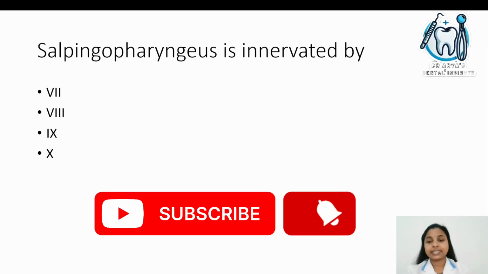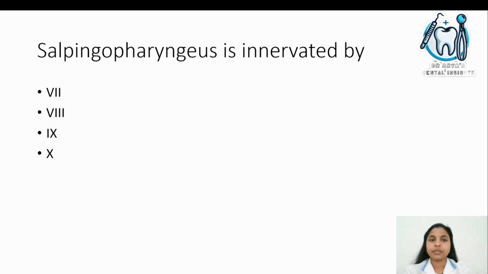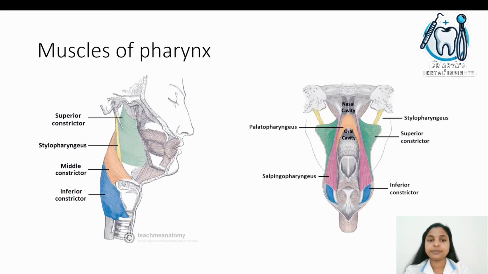So what about the next question? It is salpingopharyngeus. It's innervated by which cranial nerve? Cranial nerve number 7 or 8 or 9 or 10. From this, you have to identify which muscle this is. This is a muscle of the pharynx. So let's discuss briefly the muscles of the pharynx.